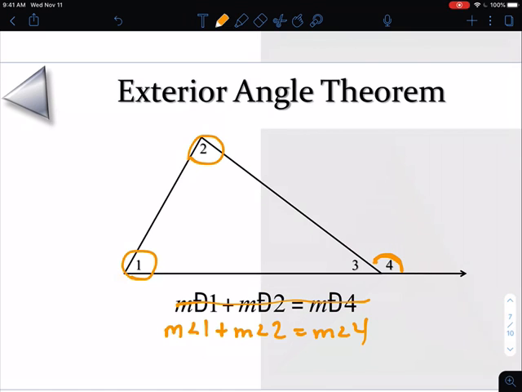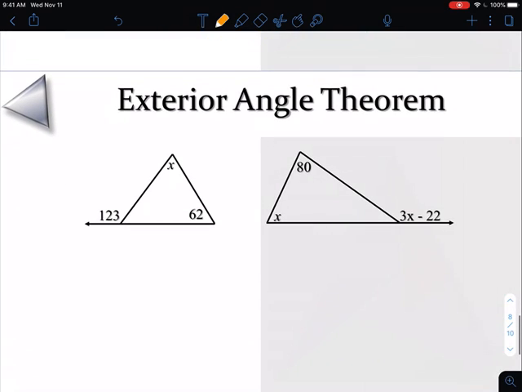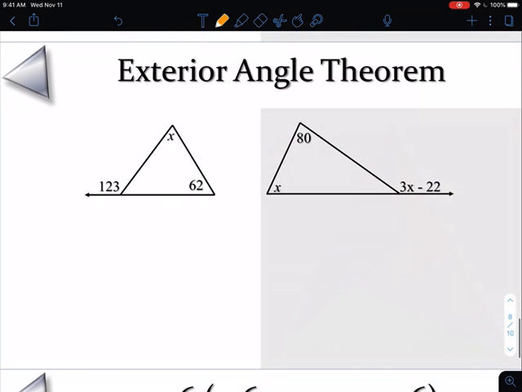So not only do we have the linear pair with 3 and 4, but now we have a second relationship. The inside angles that are farthest away add up to equal the outside. And so again, we use this to solve for missing angles within our pictures. So we've got this first scenario right here where we have 123 for the exterior. Now what they're giving us are the 2 interior angles that are furthest away.